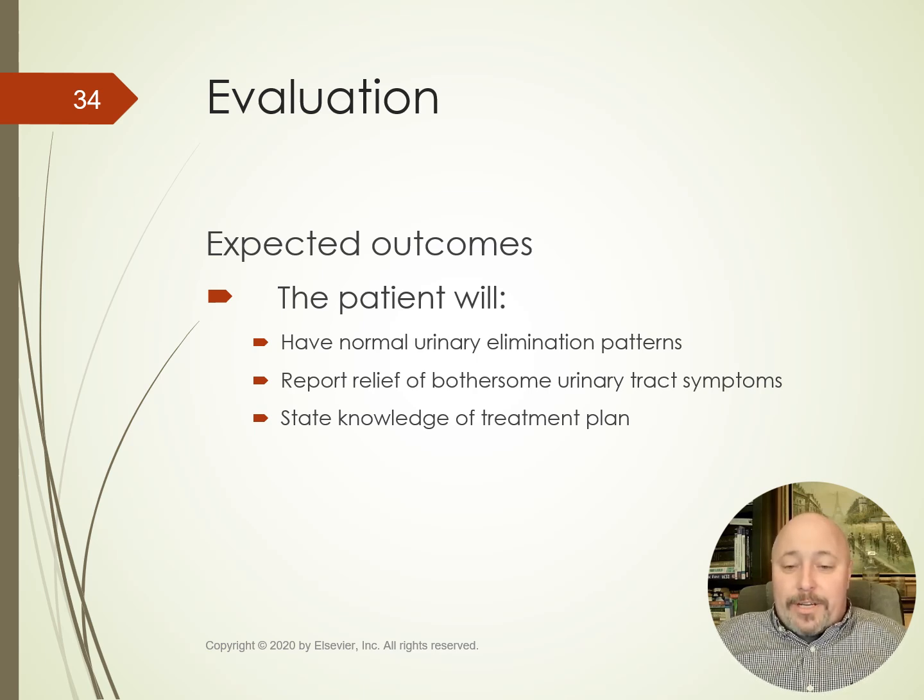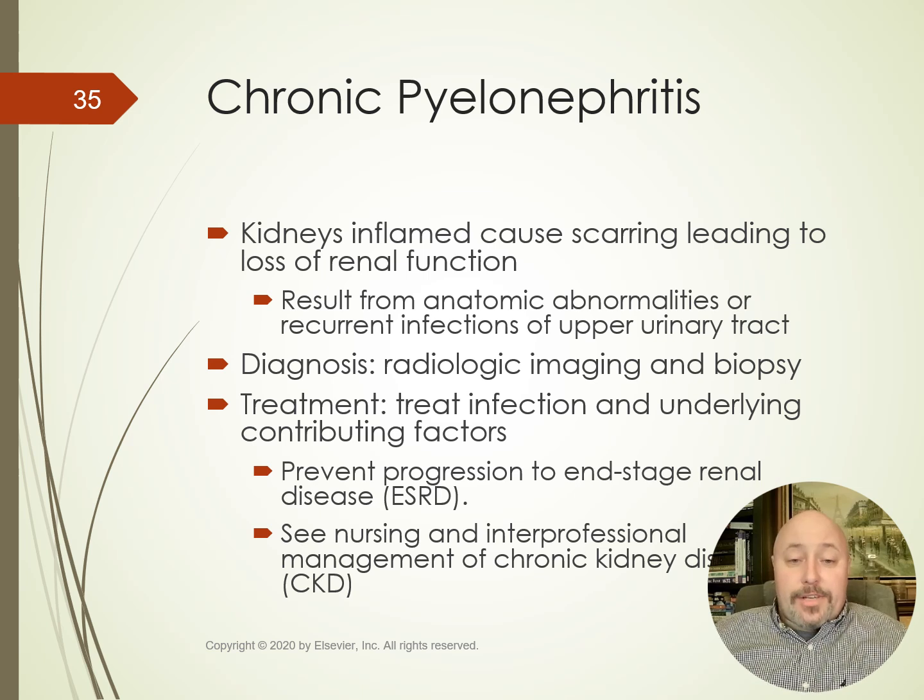knowledge of treatment plan. In the case of chronic pyelonephritis, the kidneys become inflamed, causing scarring that leads to a loss of renal function. This results from anatomic abnormalities or recurrent infections of the upper urinary tract. For our diagnostics, it's going to be radiologic imaging and biopsy. And the treatment would include treating the infection as well as the underlying contributing factors.